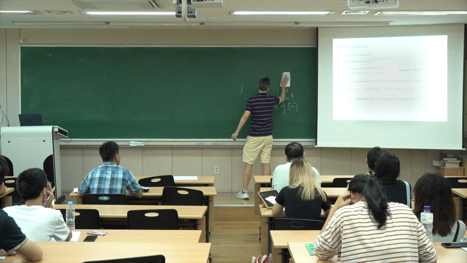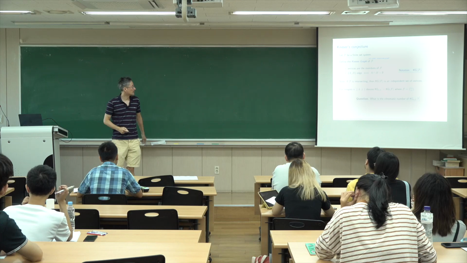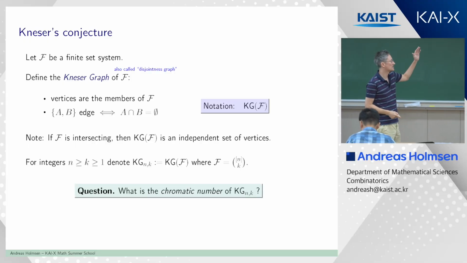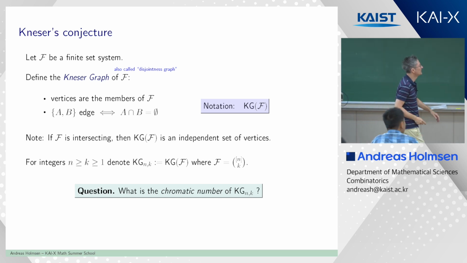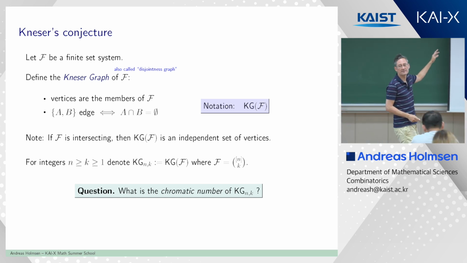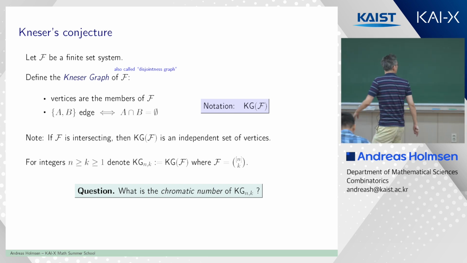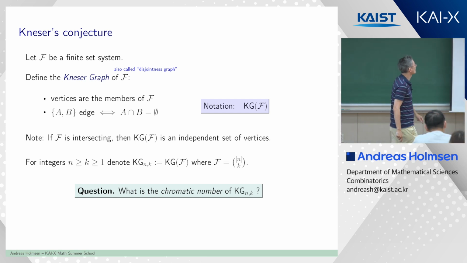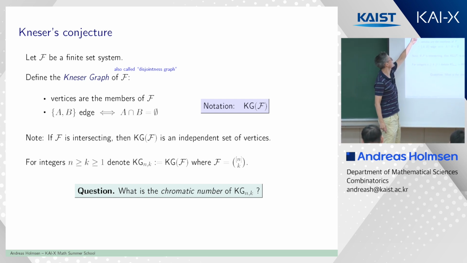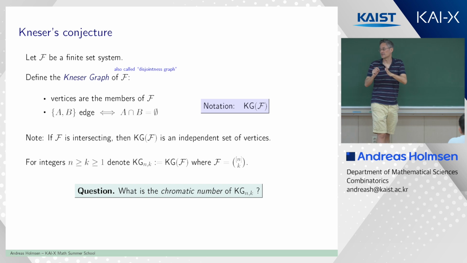So take a set system. I use set system, sometimes I say hypergraph. It means the same thing. So take a hypergraph F, and you define what's called the Kneser graph of F. Okay? And sometimes they call this the disjointness graph. Now, what are the vertices of this graph? Well, the vertices are the sets, or the members of the family. Okay? So each vertex is one of the sets of the family.